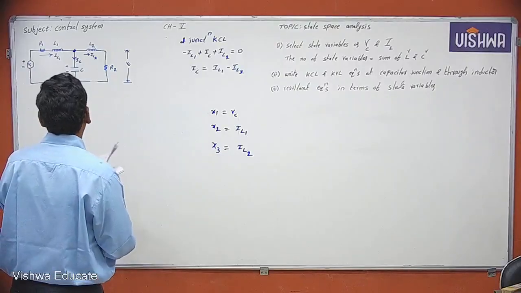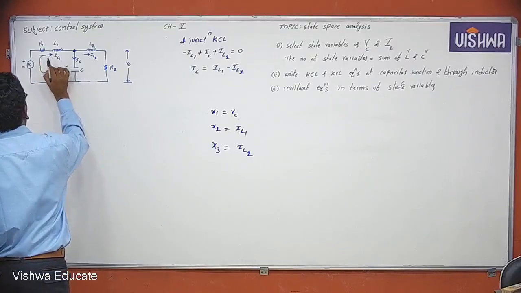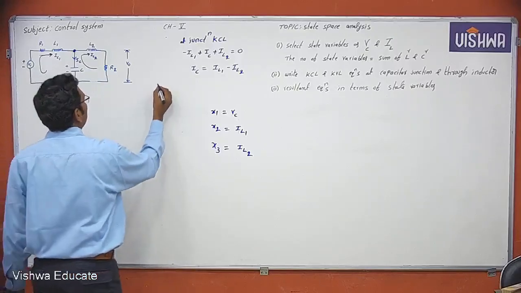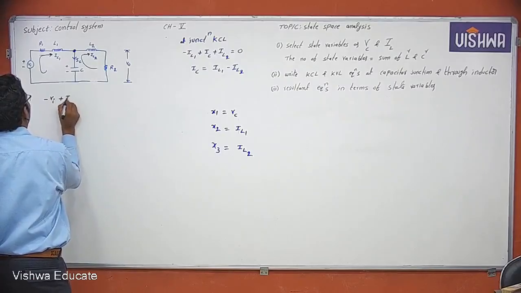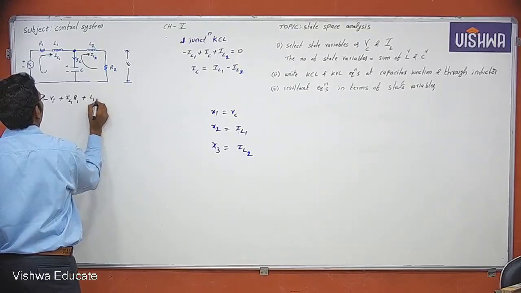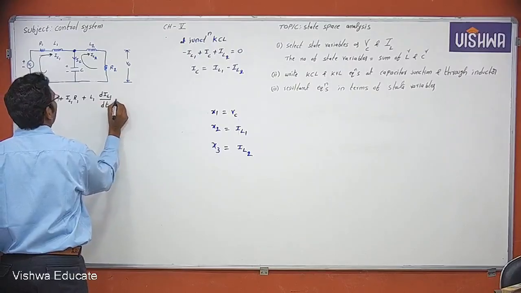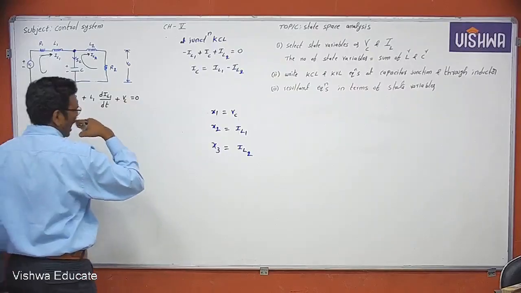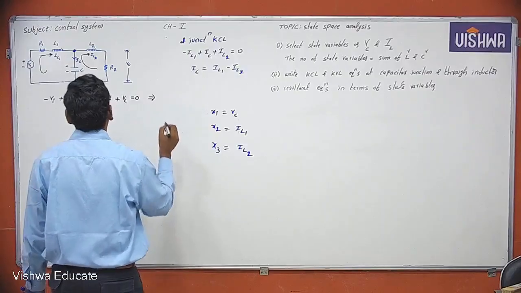Now KVL we write in the loop equation. This is the current already taken, IL1, and this is the current already taken, IL2. Now, minus Vi plus IL1 R1 plus L1 into dIL1 by dt plus VC equals 0.